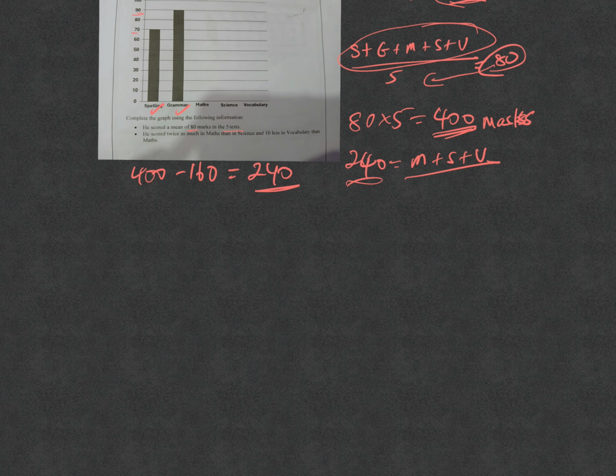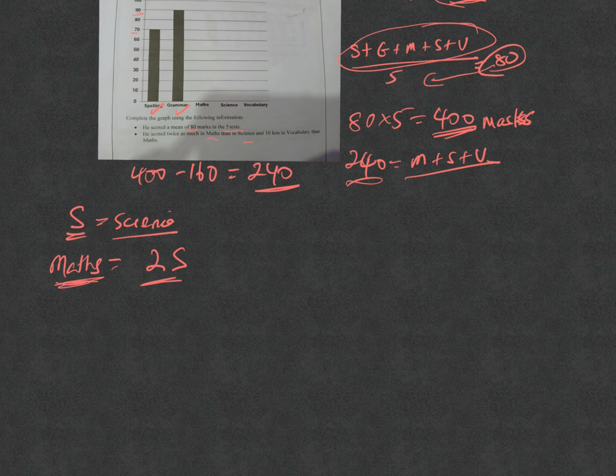So he scored twice as much in maths than science. So what we do is we assign letters. In this case, he scored twice as much in maths than in science. So represent science as S, right? He scored twice as much in maths than in science. So maths would be equal to 2 multiplied by S, or 2S, and 10 less in vocabulary than maths.